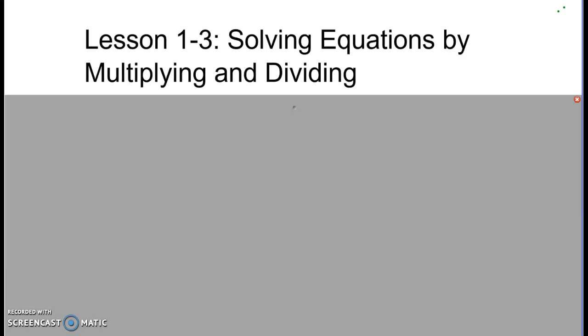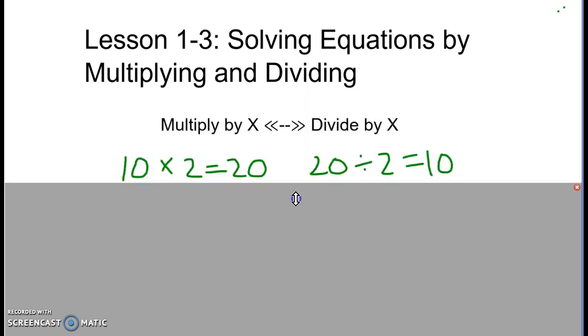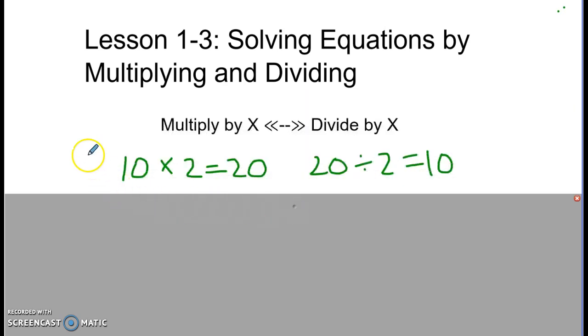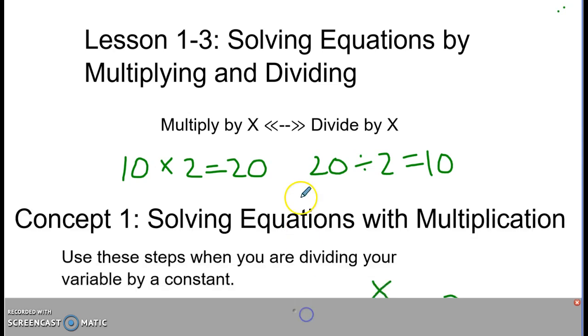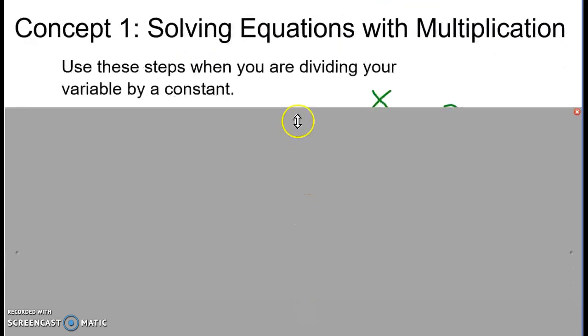Lesson 1-3, solving equations by multiplying and dividing. In this lesson, the most important concept to remember is going to be that multiplication and division are inverse properties. Okay? If you multiply by a number, you can undo it simply by dividing by the same number. All right? We're going to use this quite a lot when solving equations.